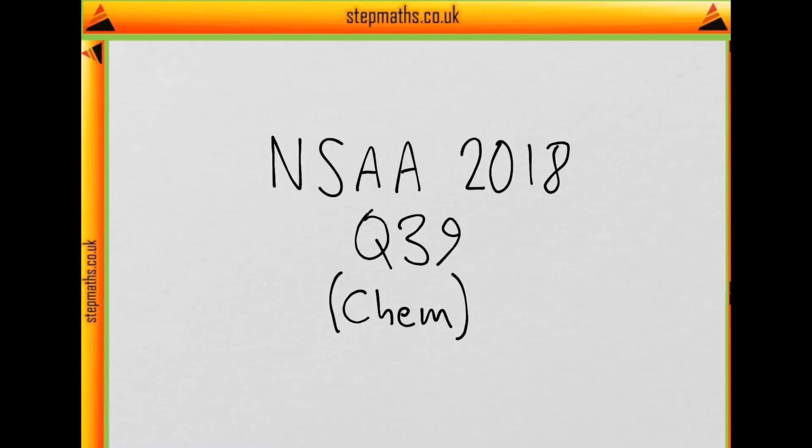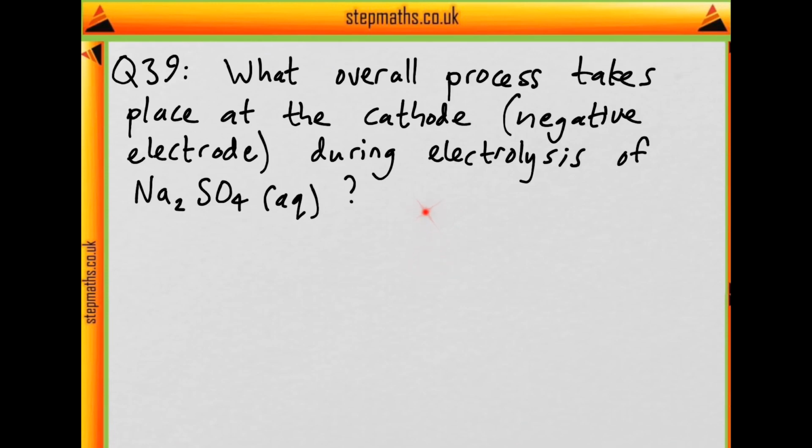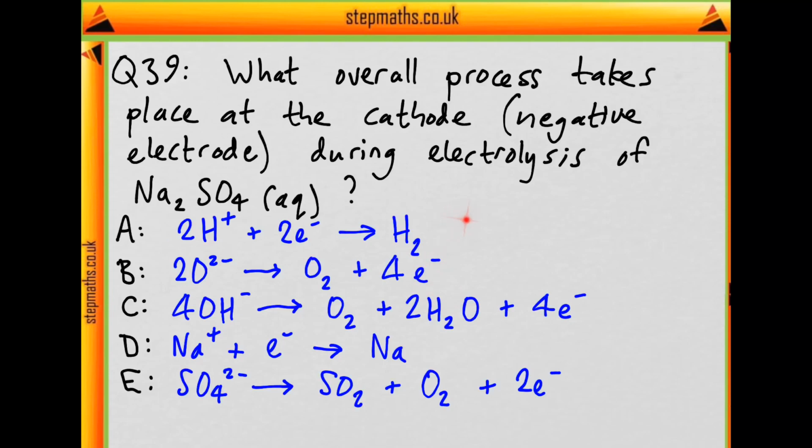This is question 39 on chemistry from the 2018 NSAA. So you're asked what overall process takes place at the cathode, which is the negative electrode, during electrolysis of sodium sulfate, which is aqueous. And it gives you a choice of 5 different reactions, or half equations, that take place. That's the reduction of H+, oxidation of oxide, oxidation of hydroxide, reduction of Na+, and oxidation of sulfate.